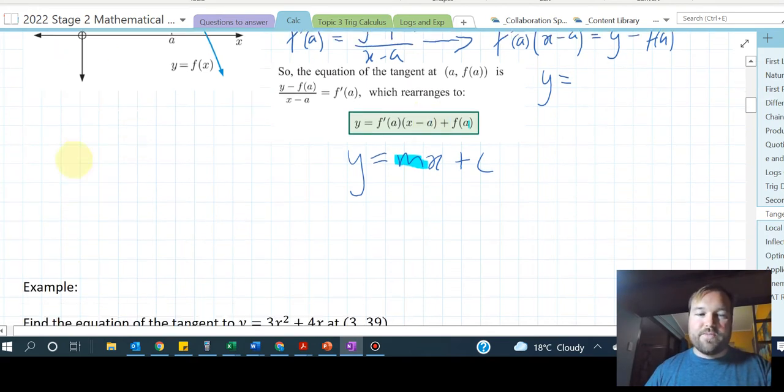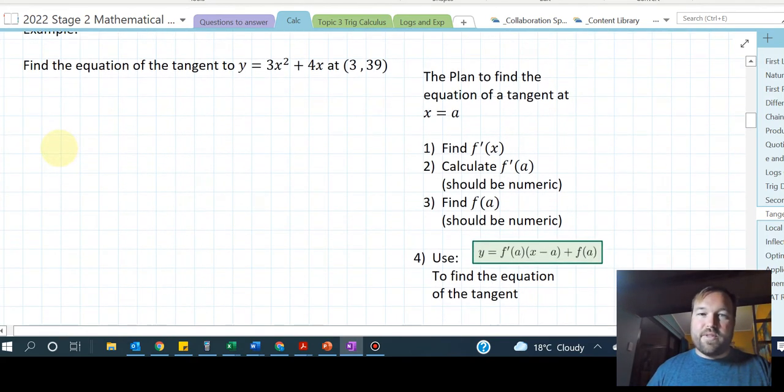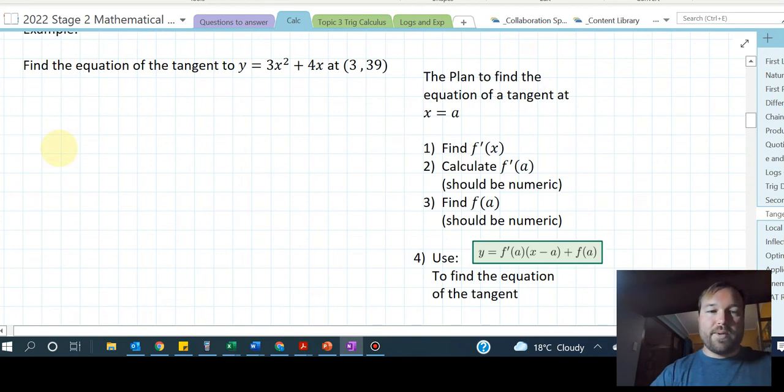I'll show you how it works. It's a good idea for these types to have a plan going in because there's quite a few steps. So let's say if we're asked to find the equation of the tangent to the graph y equals x squared plus 4x at 3, 39. It's important to remember where we meet is the a value. So that x value is our little a. And the steps go like this.